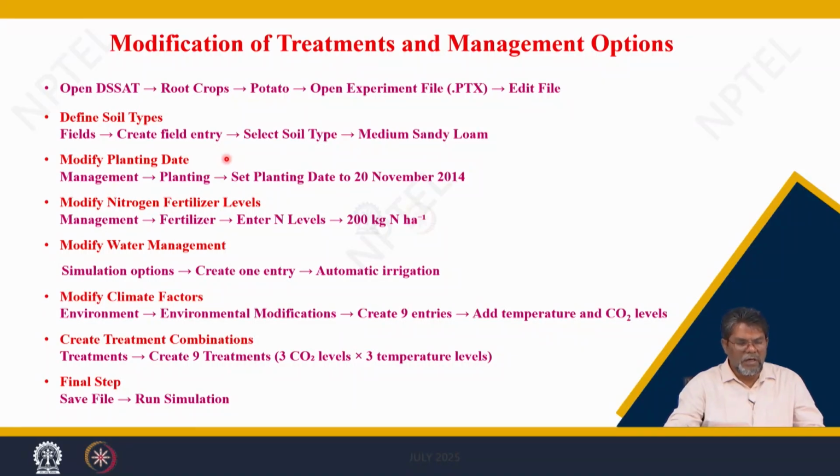If you go to the DSSAT file, you can open it and go to potato, which comes under root crops. Select the crop potato, then open the experimental file, the .PTX file. Then, as you did for rice, create the field entry and select the soil type, the medium sandy loam. Then go to management, click planting, and set the planting date as 20 November 2014 as per the exercise. Then the nitrogen levels.